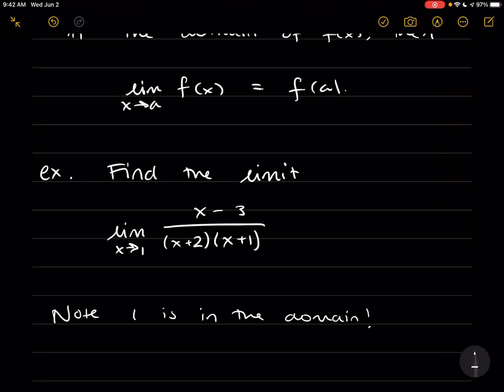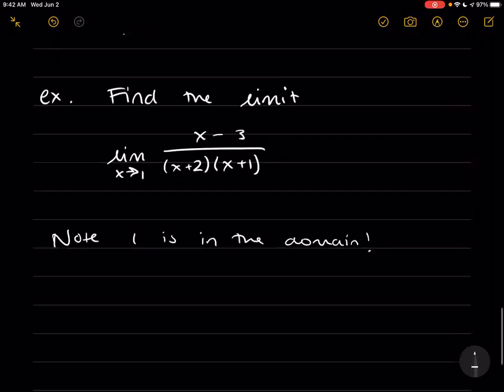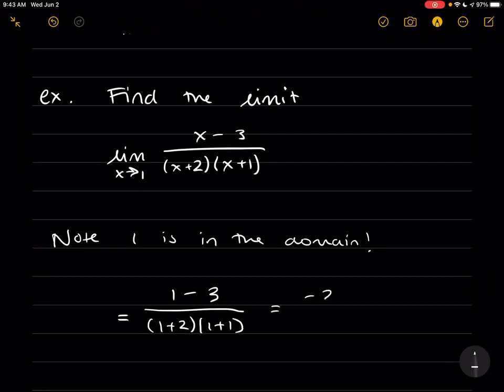So we can go ahead and use this fact that we just stated. All we got to do to figure out what this limit is, is plug in 1 everywhere we see an x. So this would be 1 minus 3 over 1 plus 2 times 1 plus 1. So that's going to be like what? -2 over 3 times 2. So I think this works out to -1/3. Super straightforward.